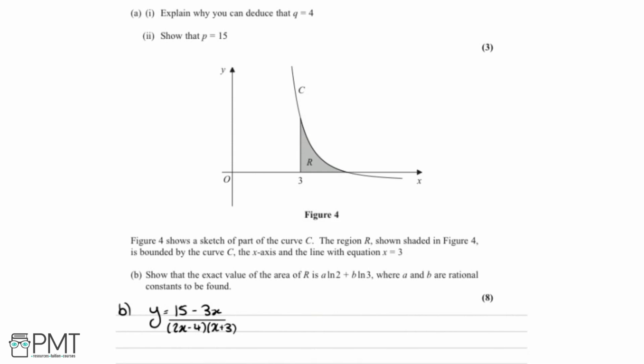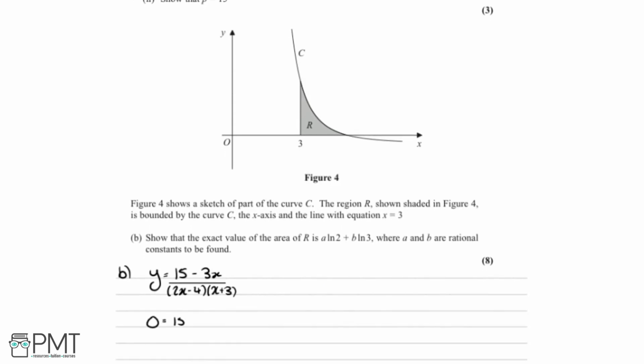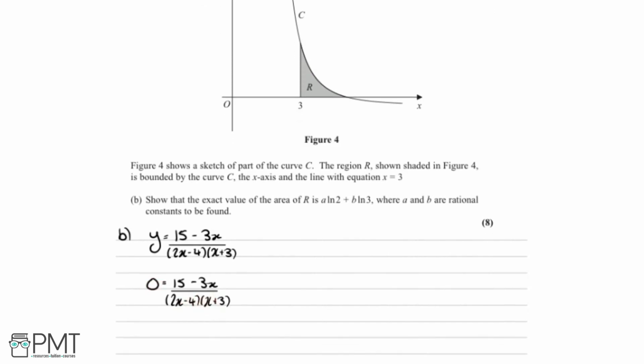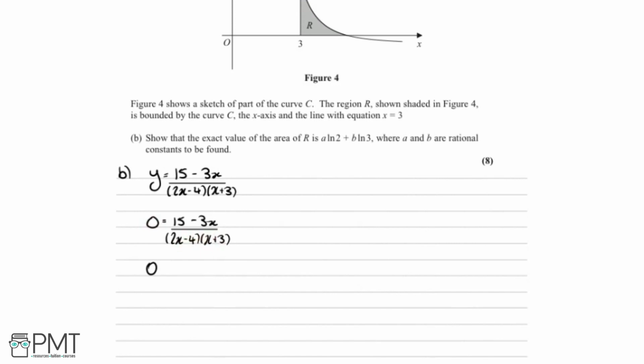Now to work out this point, this is actually the x-intercept, so we're just going to set y equal to 0. So we have 0 equals (15 minus 3x) all over (2x minus 4) multiplied by (x plus 3). And if we times both sides by the denominator, we get that 0 equals 15 minus 3x.